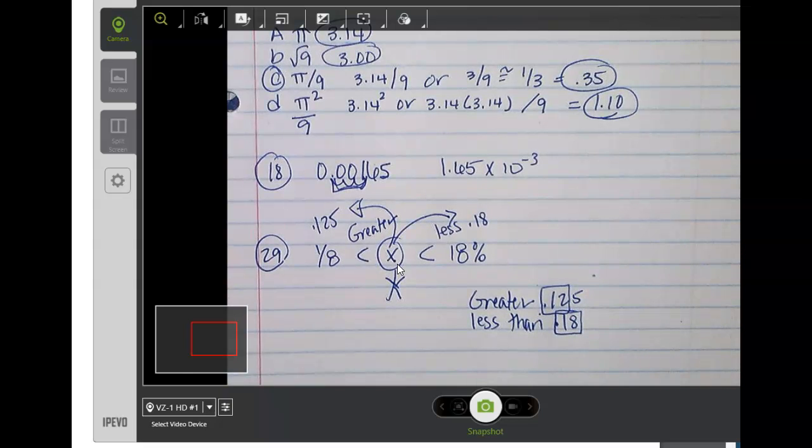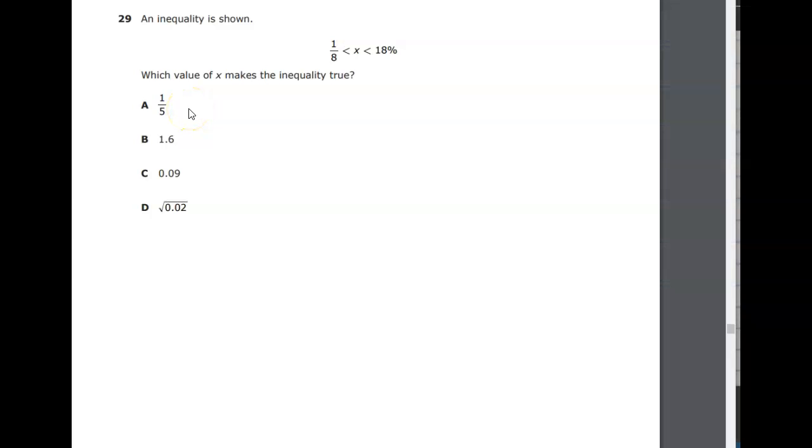So let's go back to that question and look at that one more time. What are our answer choices? So 1/5. How much is 1/5? 20 cents. Didn't it say you had to be less than 18 cents? Well, that one's out. How much money is that? I think that's $1.60. Didn't it say you had to be less than 18 cents? Well, that one's out. How much is that? That's 9 pennies. Didn't it say you had to be greater than 12 pennies? Yeah, well, that one's out.